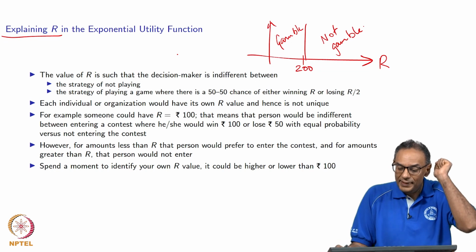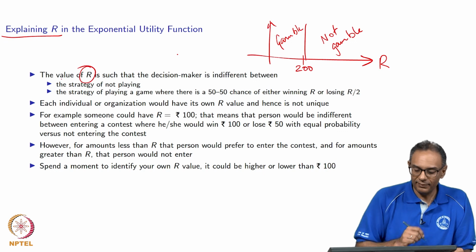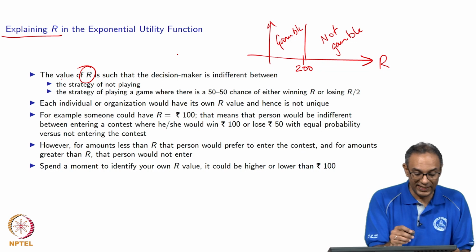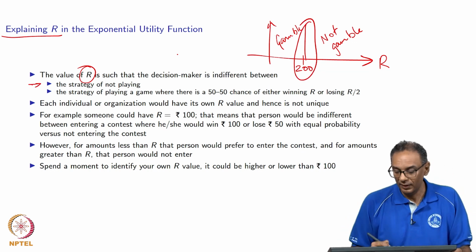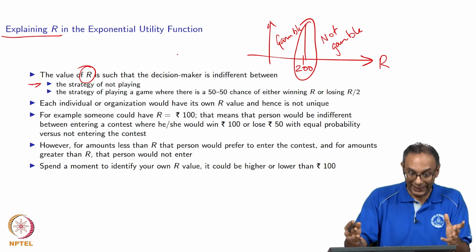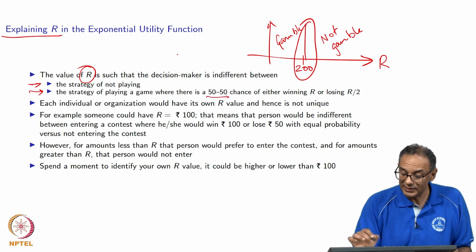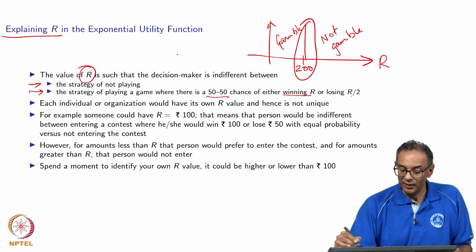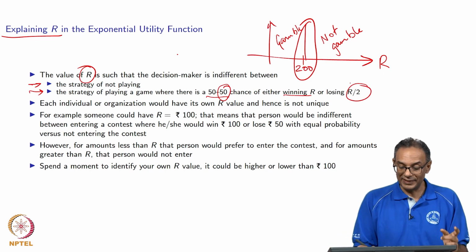Now, we want to be a little bit more precise here. We are saying the value of r is such that you as a decision maker are going to be indifferent between these two options. The first option is not playing, so this is my r. However, my game is a little bit different. It is not like a gamble or not gamble. I am going to tell you what the game is. There is a 50% chance of getting r rupees, or there is a 50% chance of losing r divided by 2. Okay, so that is the gamble.